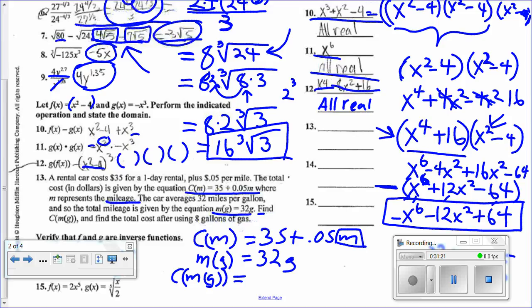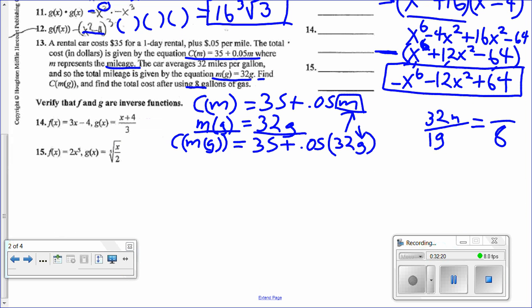So m right here is determined by this right here, because m is a function of g, okay? So all we have to do is rewrite our initial equation, and then instead of m, we put in m of g, because m is actually determined by g. So we don't put in m of g, we actually put in the number 32g, okay? Now they actually give us g, 8 gallons. So all we have to do is plug in 8 for g right here and solve the equation.